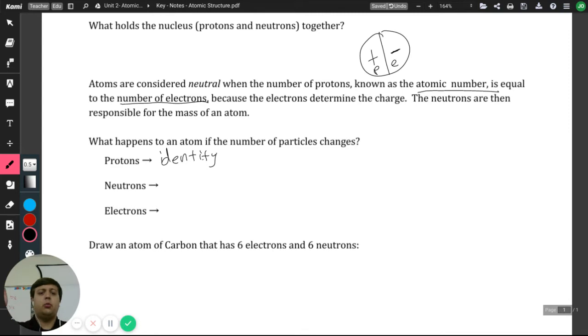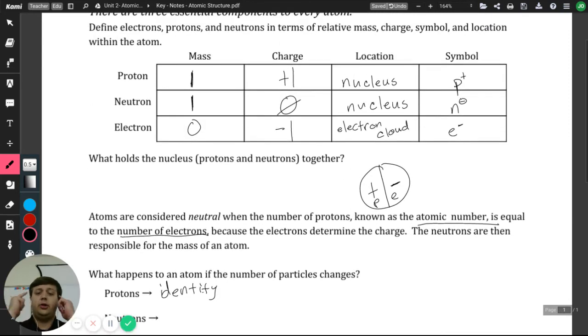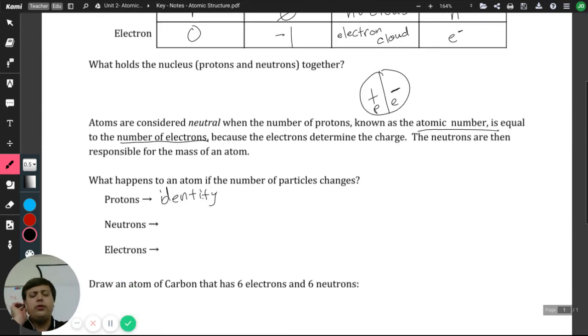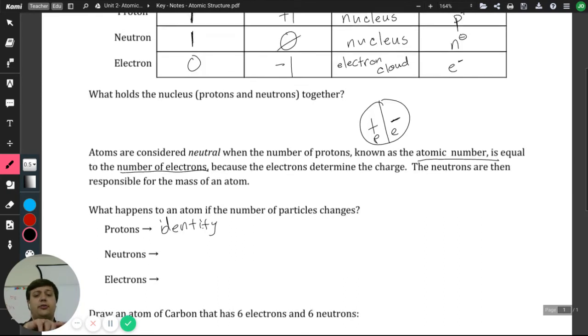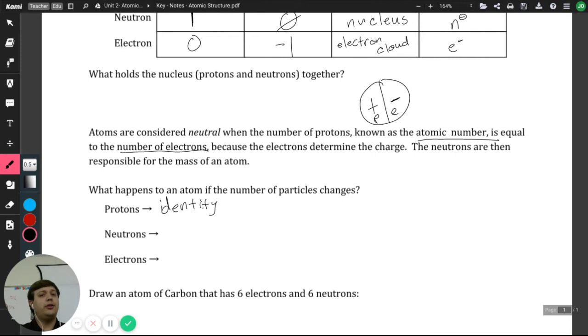So what about neutrons? Well, looking back at what we know about a neutron: 1, neutrons have mass. 2, they don't have a charge. And 3, they're in the nucleus. So those are the 3 things I know about them. They do have a mass. Well, what else has a mass? A proton has a mass. Well, protons' job is to determine identity, right? So neutrons' job is to determine mass. So if I change my number of neutrons, what I'm going to be changing is my mass. And that's it. It's only going to change my mass.